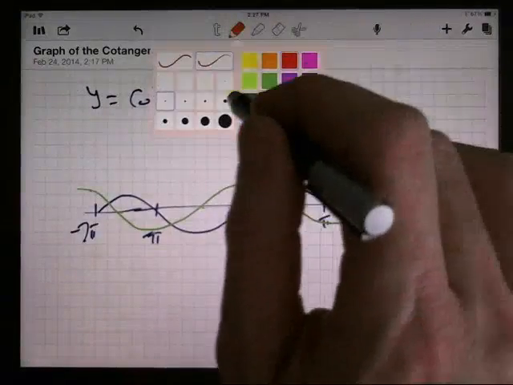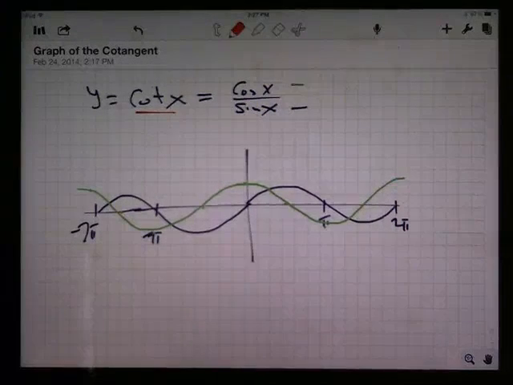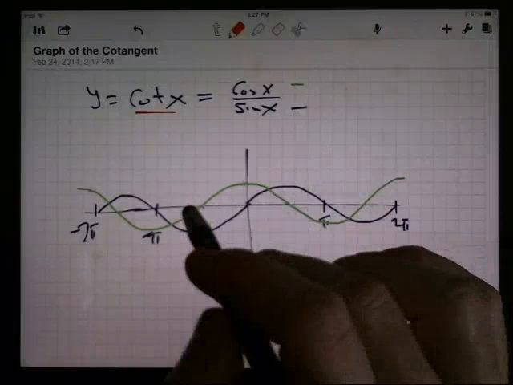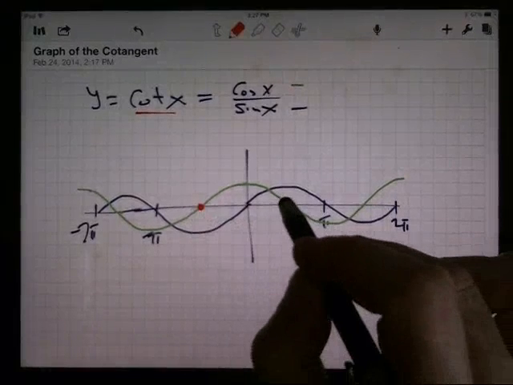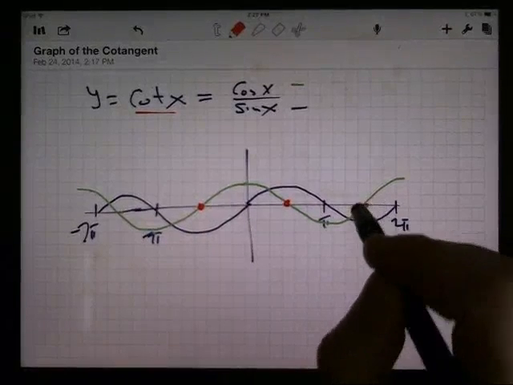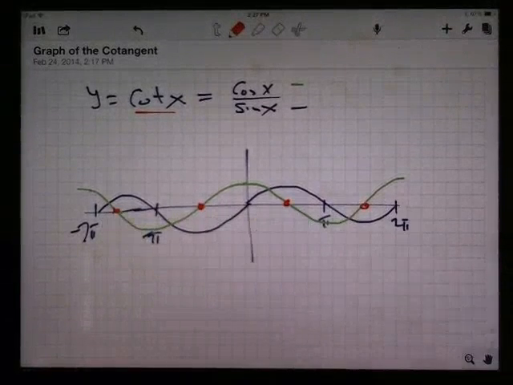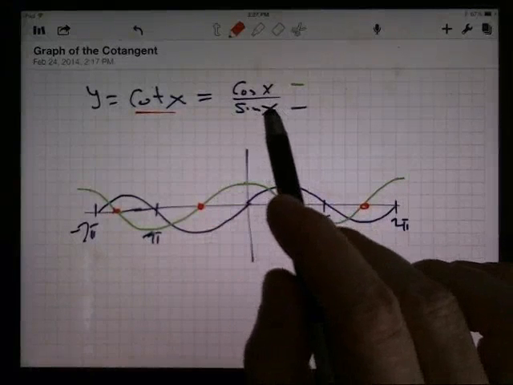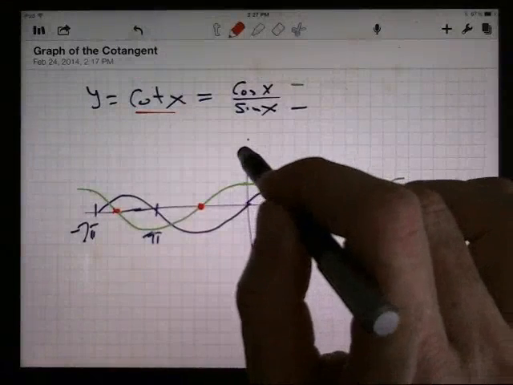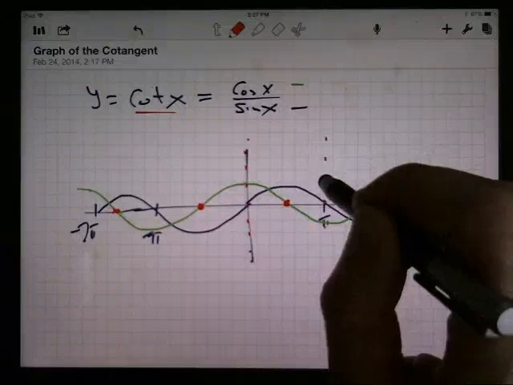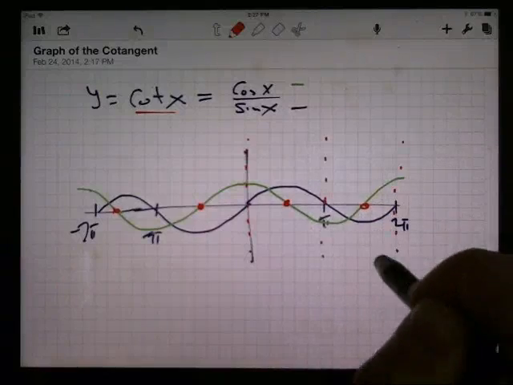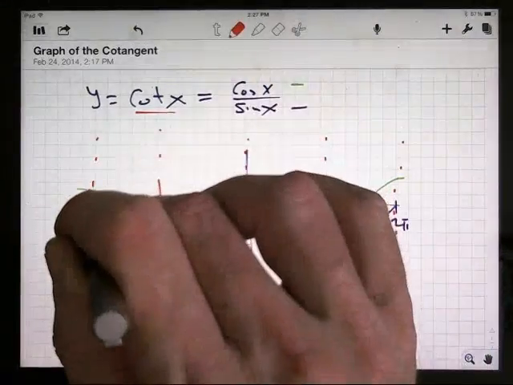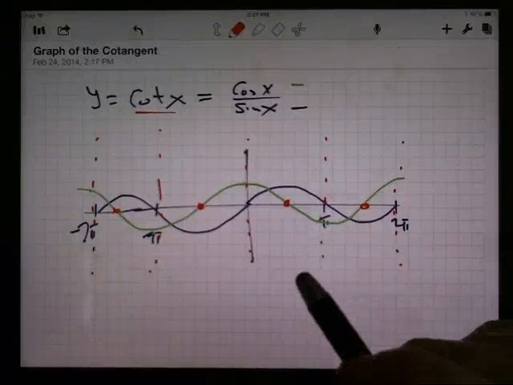And in red, we'll draw the cotangent. Okay. The cotangent is the cosine divided by the sine. So whenever the cosine is equal to 0, so is the cotangent. Right? The tangent lined up with the sine for x-intercepts. Now the cotangent is lining up with the cosine. So there's the x-intercepts of the cotangent. And the vertical asymptotes are determined by when the sine is 0. So vertical asymptotes will happen here at 0, here at pi, and at 2 pi. And every place the sine is 0, the cotangent will have a vertical asymptote.